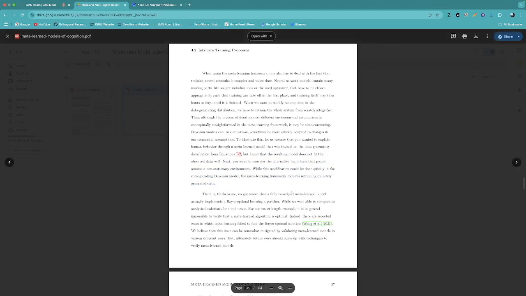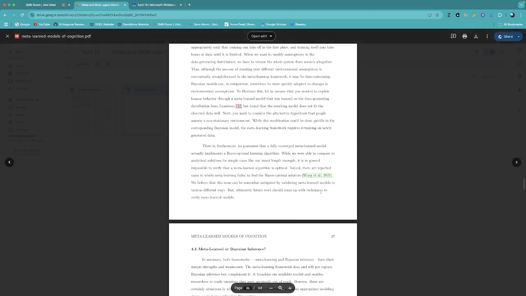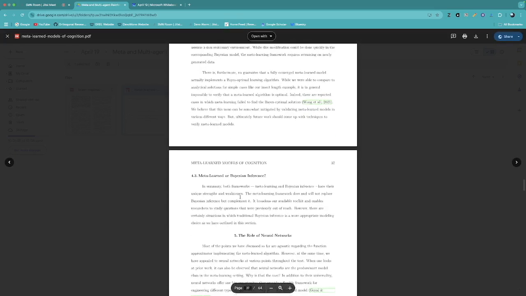There is furthermore no guarantee that a fully converged meta-learning model actually implements a Bayes optimal learning algorithm. While we are able to compare it to analytical solutions for simple cases, like our insect length example, which we talked about last week, where they measured the length of insect body parts and they tried to predict species and things like that, it is generally impossible to verify that a meta-learned algorithm is optimal. Indeed, there are reported cases in which meta-learning failed to find the Bayes optimal solution. We believe the issue can be somewhat mitigated by validating meta-learned models in various different ways, but ultimately future work should come up with techniques to verify meta-learned models.